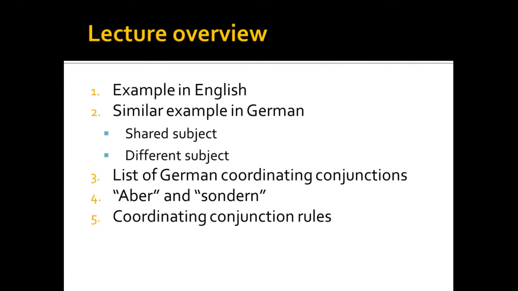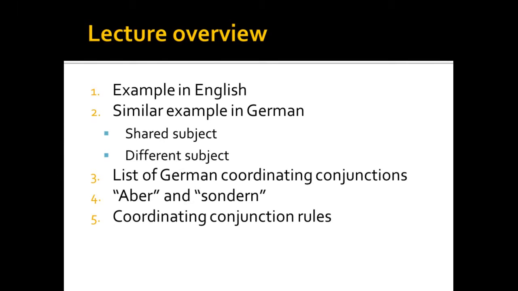The first example we'll look at is two sentences that have the same subject and joining those sentences. And then we're going to have a brief example of two sentences with different subjects and joining those together by means of a coordinating conjunction. After that, we're going to take a look at a short list of German coordinating conjunctions. There's about 5 of them.